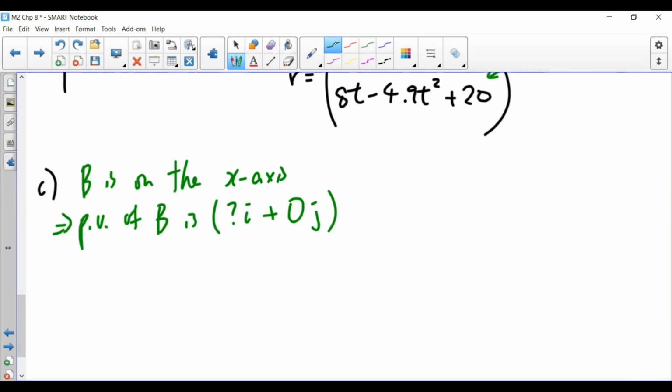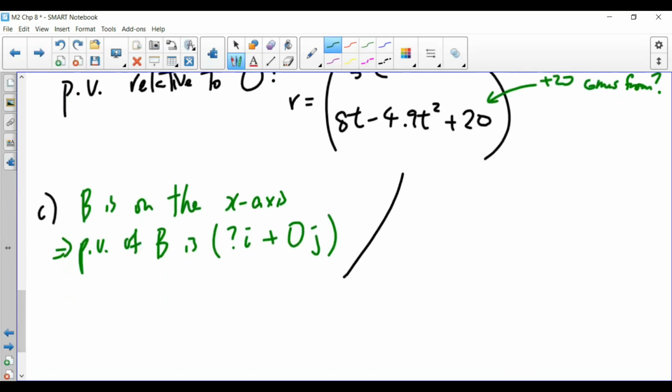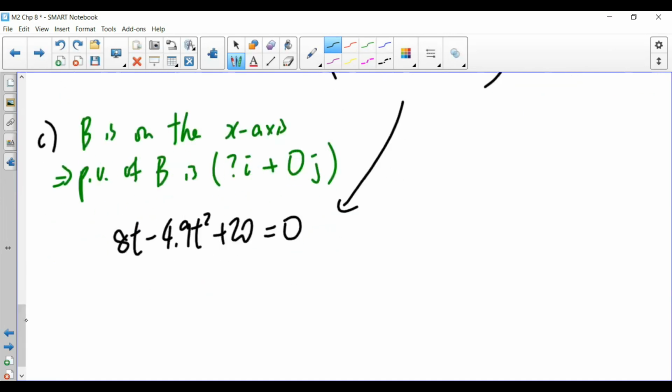So therefore 8t minus 4.9 t squared plus 20 equals 0. The j component of the position vector is 0. So what does it become? This is a quadratic. When you put it in a calculator, be mindful, the minus 4.9 is your A value. Students will make the silly mistake of putting the 8 as A, but the t squared has to go in first. Try it. You should get t equals 2.995. I don't know what the other answer is, I didn't write it down, but it doesn't matter. I think the other one is negative.